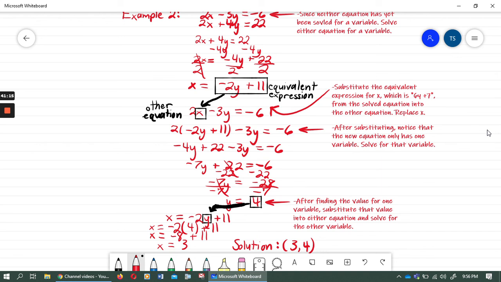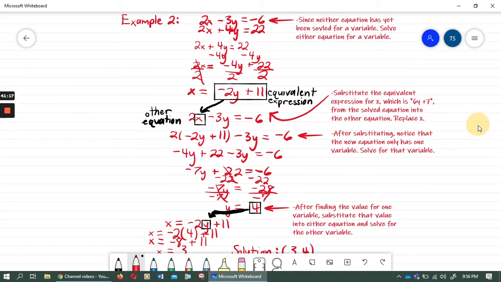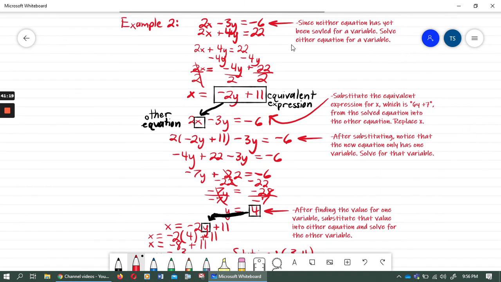Alright, so that was this problem here. And again, guys, for this example, it started off where neither of the equations had been solved for a variable. But what we had to do to start it off was solve one of those equations for a variable. Alright, we're going to look at one more example like this. It's slightly different, but it uses substitution, and then we'll move on to the other method of solving linear systems algebraically.